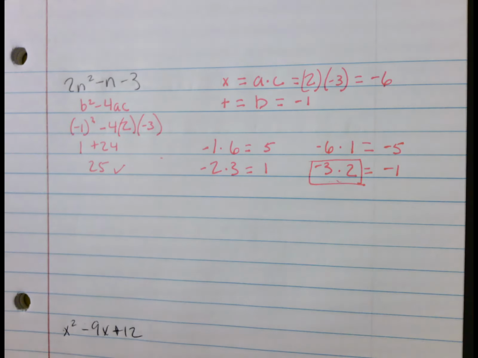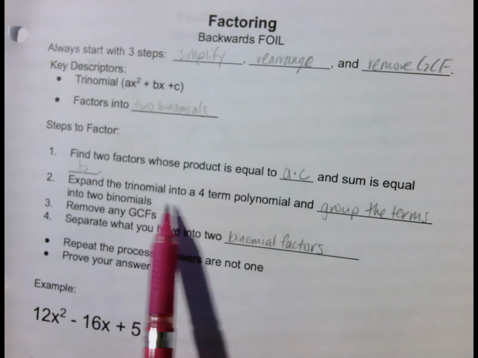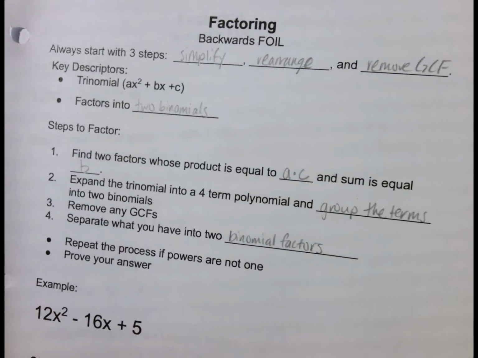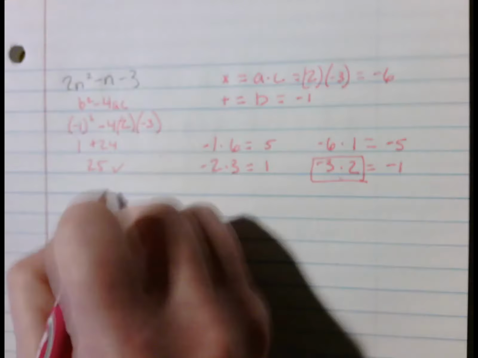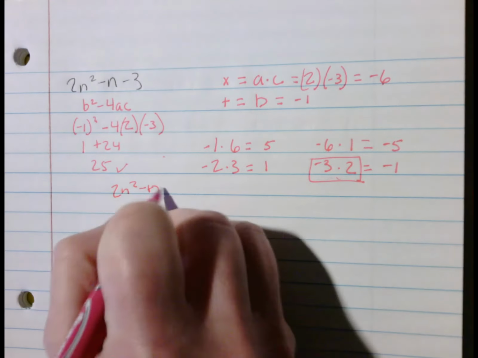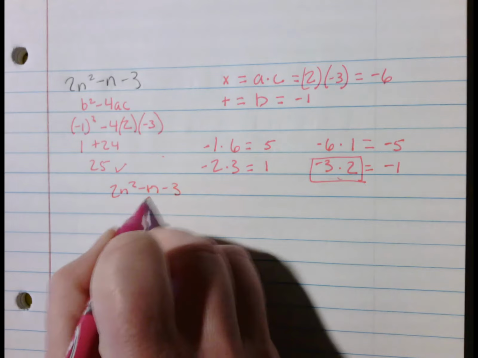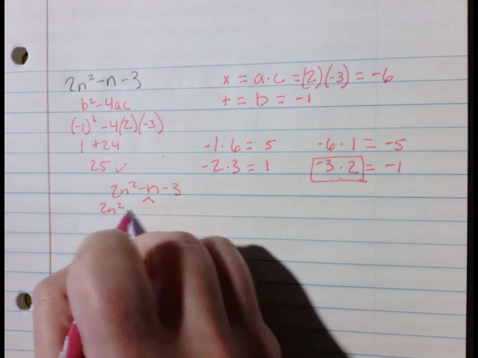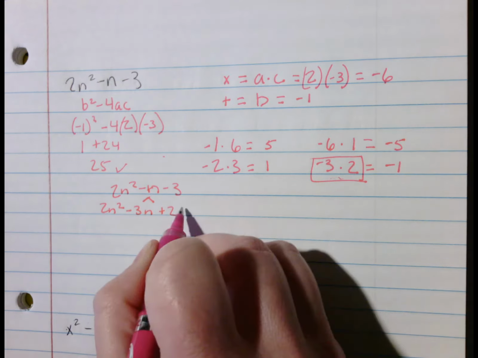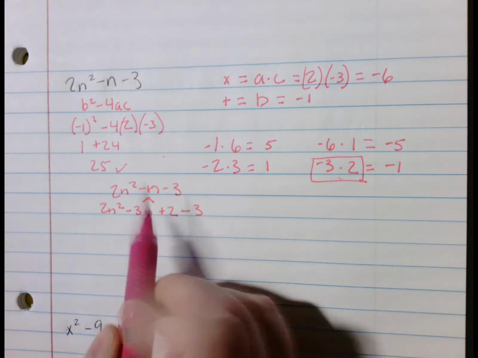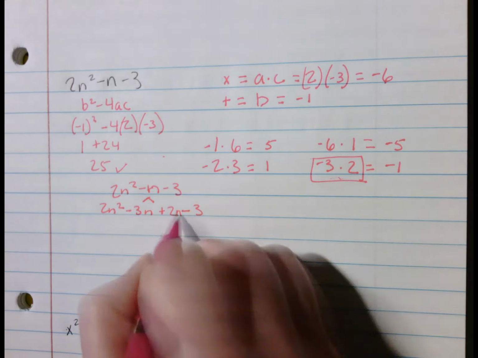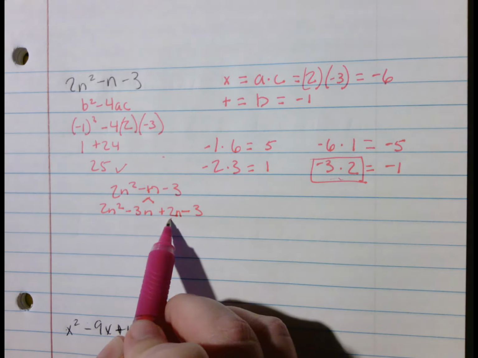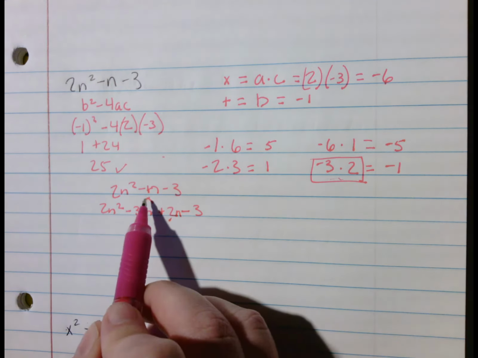Okay? So second step is we're going to expand the trinomial into a 4-term polynomial and group the terms into two binomials. So expand them. We're going to take 2n squared minus n minus 3. We're going to expand this into these two numbers. So 2n squared minus 3n plus 2n minus 3. Okay, so all I did was take this -n and split it into a -3n and a +2n, which is still going to combine together to equal -n.